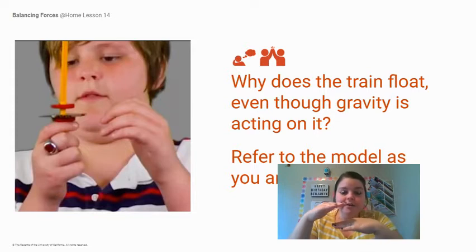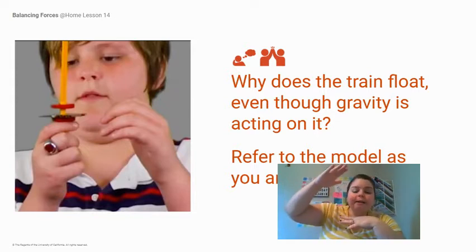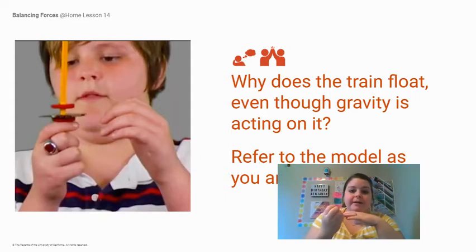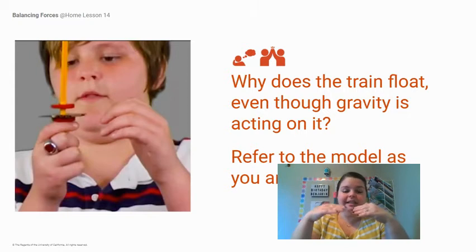The reason that it's floating instead of just going up, up, up is because of gravity. Gravity is pulling the magnet back down at the same time that the repelling force is pushing it up. So those two forces are balanced forces. And since they're the same strength, the magnet just stays in one place.